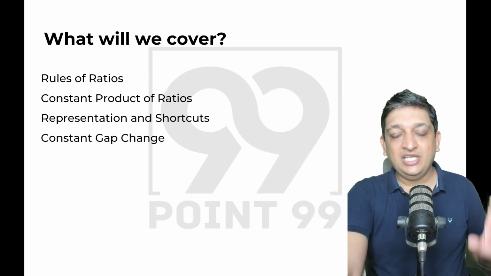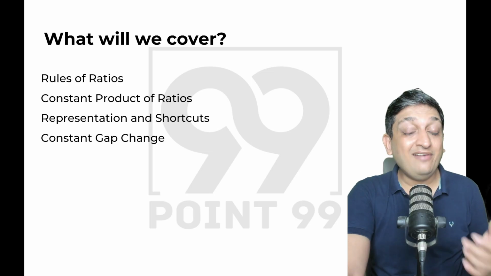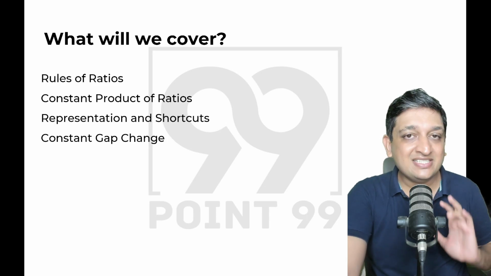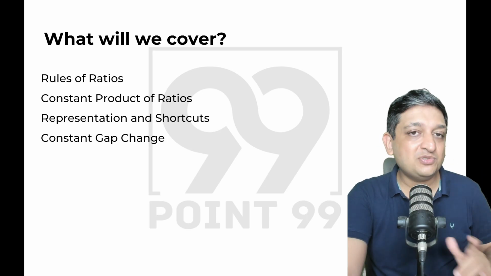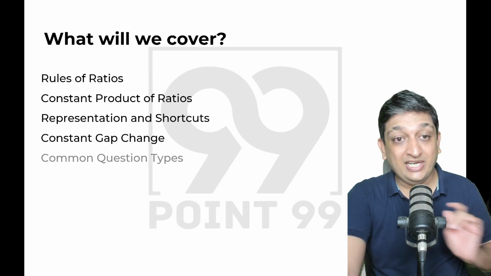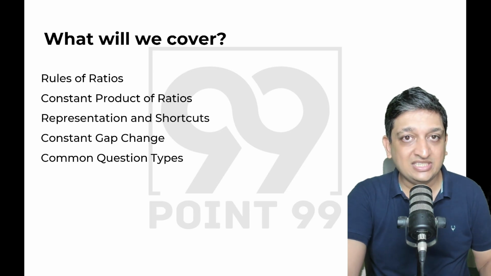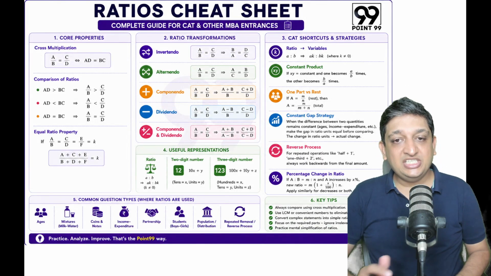Constant gap change. Now, this is basically a shortcut that you have when it comes to ratios of ages or incomes versus expenditure versus savings kind of questions, wherein the gap has to remain the same. So constant gap change, what exactly do we do? And we are going to look at some common question types that we come across in terms of ratios. Now let's look at the cheat sheet first of all.